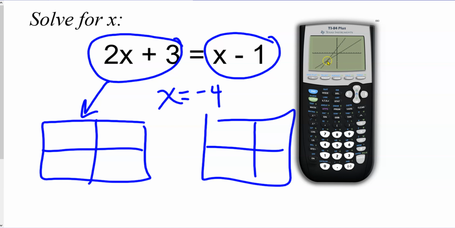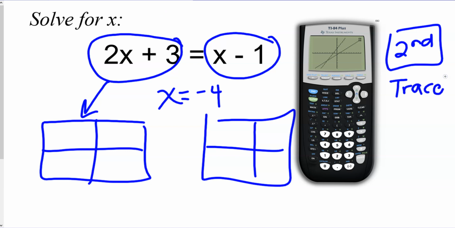Notice the two lines that it graphs intersect. I need to figure out where they intersect. To figure that out, there's a sequence of buttons you hit. First you hit the second button. That's this blue one. And you'll notice in the upper right hand corner it's got a little arrow. That means you hit the second button. Next you hit the trace button. That's this one right here. Second, trace. Now all that does is get us to this menu.